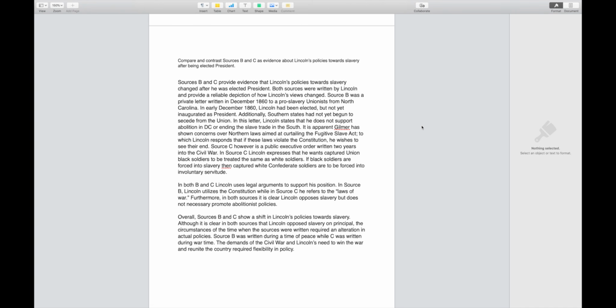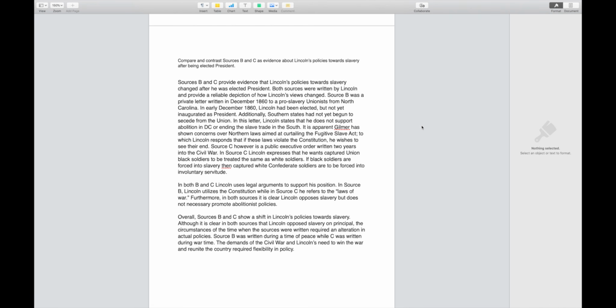For disagreement, here at source B and C, I clearly state that his arguments have changed, where Lincoln is clearly willing to essentially force white Confederate soldiers into slavery in response to black Union soldiers being forced into slavery. That is clearly not something that December 1860 Abraham Lincoln would have supported. But at the top, when he's talking about how he doesn't support abolition, he's not supporting ending the slave trade, but he doesn't want it to expand. Here you can argue it's kind of like an expansion, but you don't actually have to write that. It's kind of implied in what you're saying.